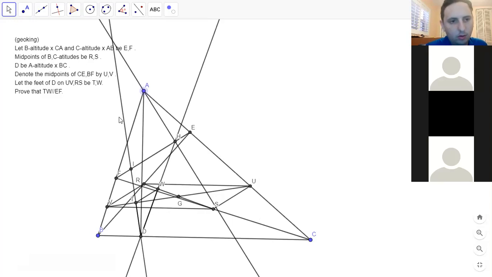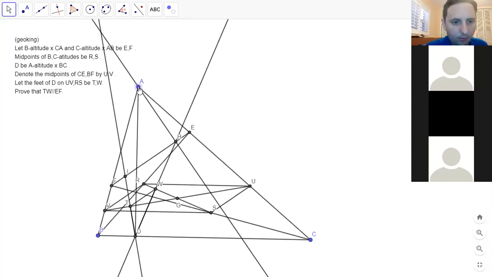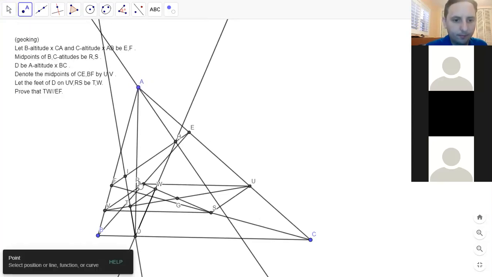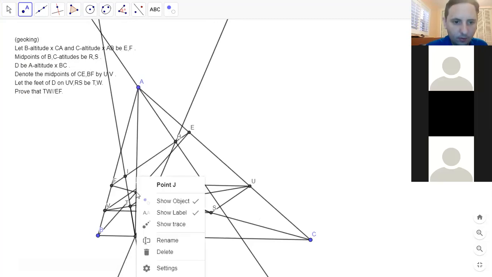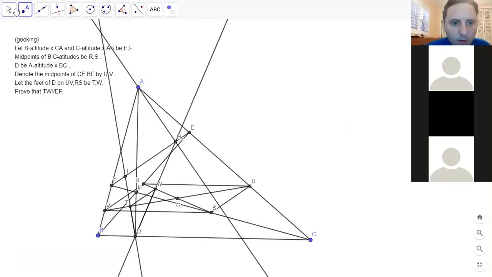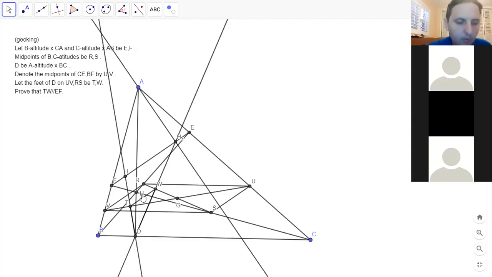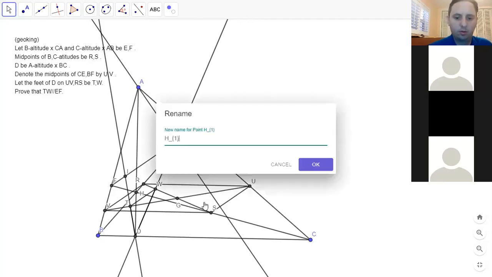Then draw the orthocenter H of ABC. Let me just make it farther away from R. Then we have to prove only that HI is perpendicular to EF, and then it will be solved. Then we can prove that T is the midpoint of ID.